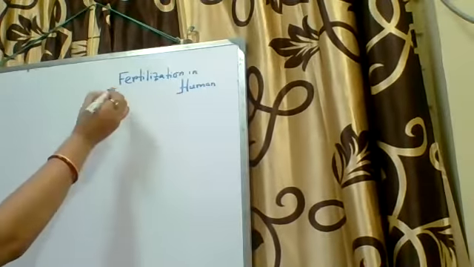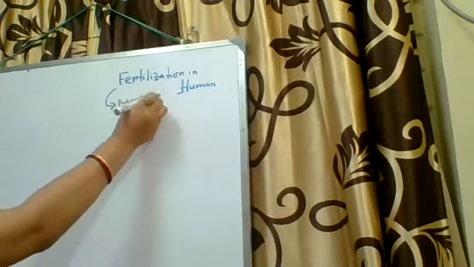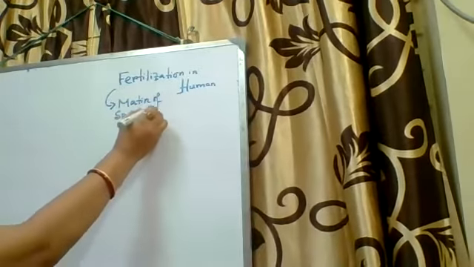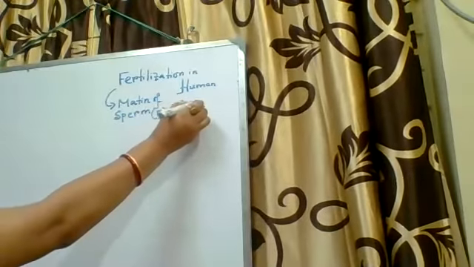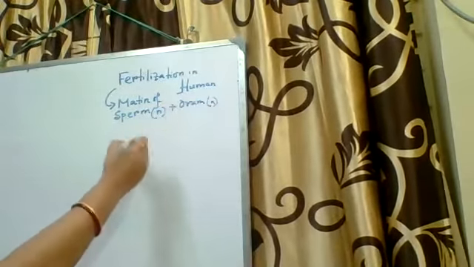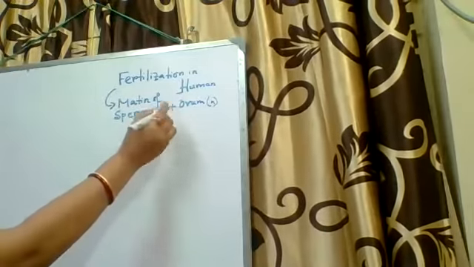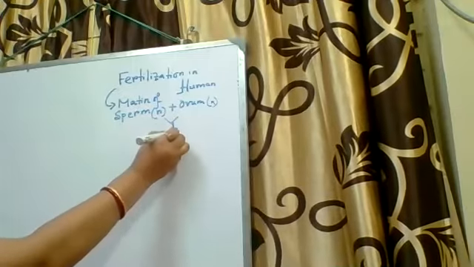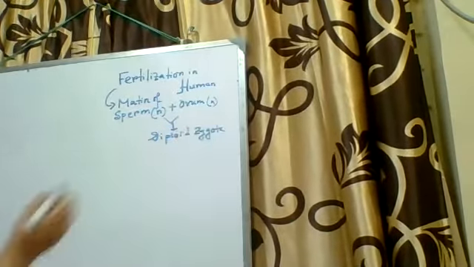Please remember, fertilization is the process of mating of sperm, and that sperm, you know, is haploid, and the ovum is also haploid, and as a result, due to this mating of sperm and ovum, it results in the formation of diploid zygote. Diploid zygote.